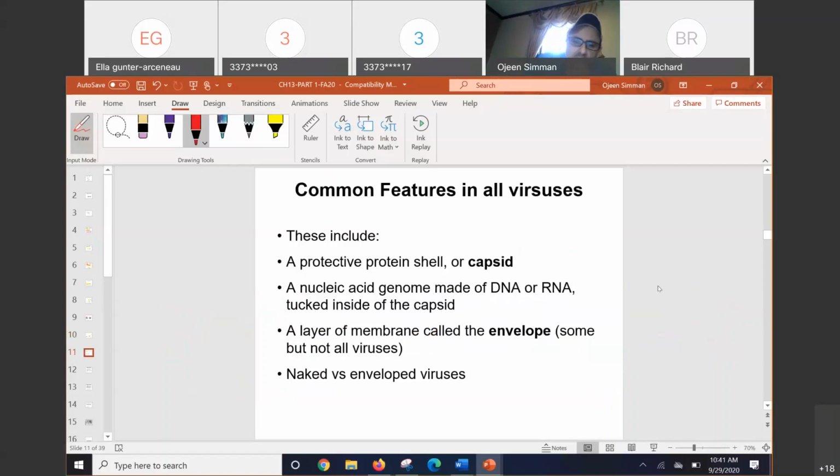So I always ask this question: what features are common to all viruses? All of them have a capsid whose function is to protect. All of them have a nucleic acid, which is either DNA or RNA. Some of them, but not all viruses, have an envelope layer.